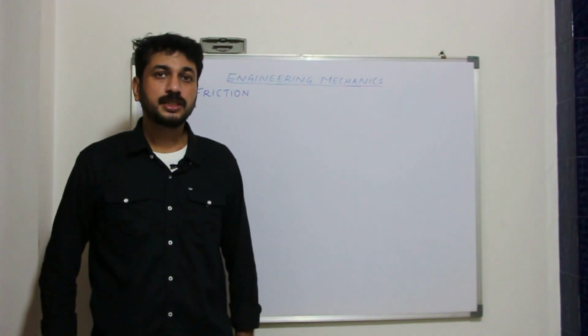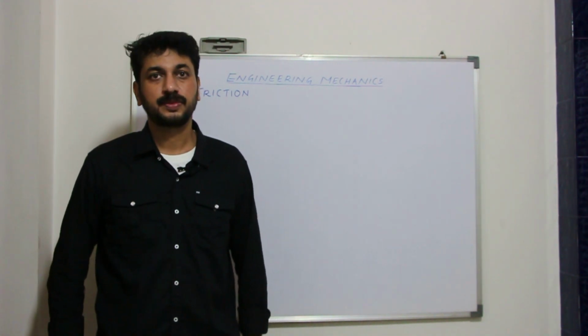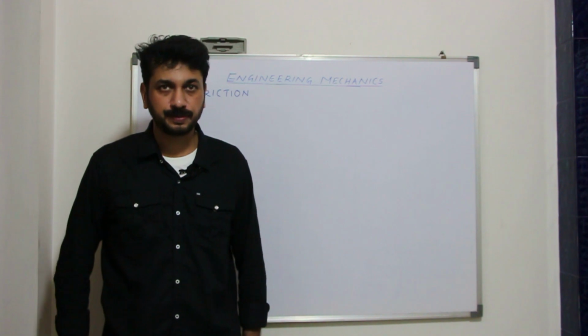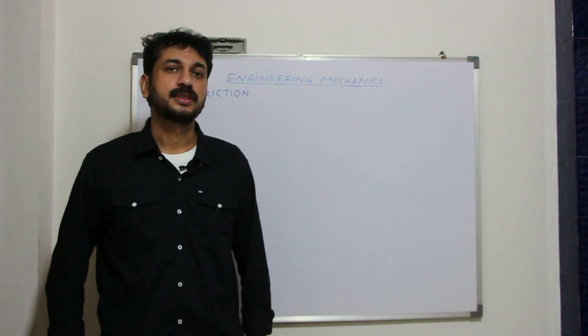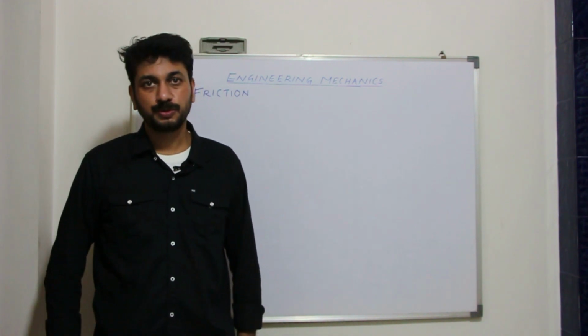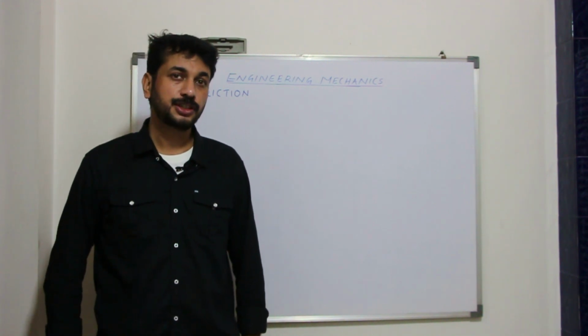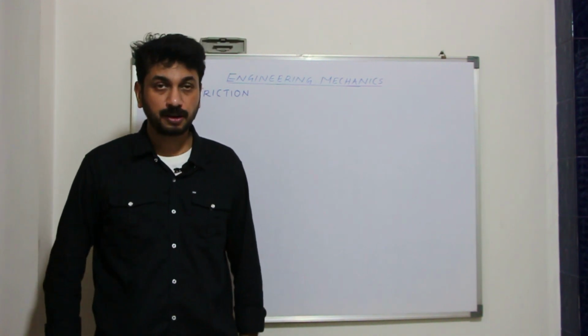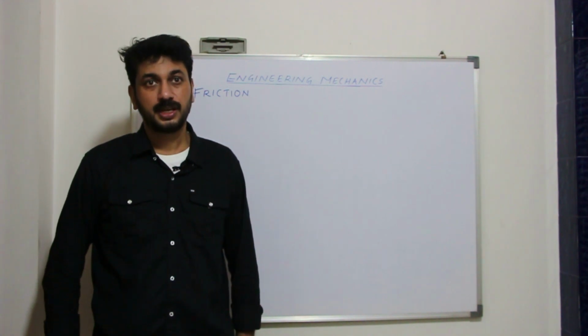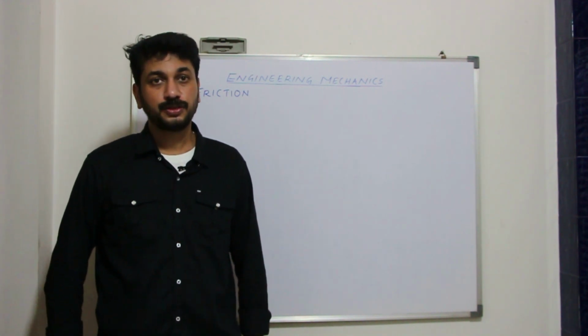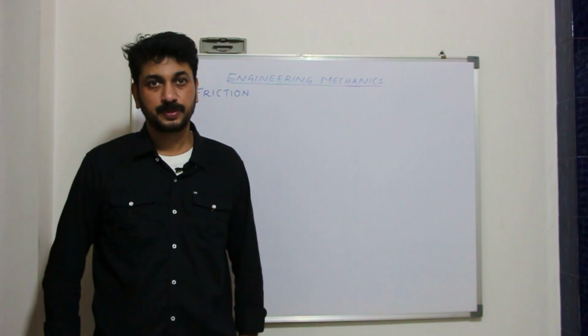This time we are going to learn the term friction and a problem in connection with the friction. What is friction? Whenever a body moves or tends to move over another body, a force which is opposed to the direction of motion of the object is developed at the contact surface. This force is known as frictional force or simply friction.